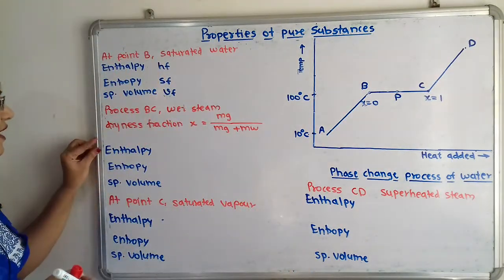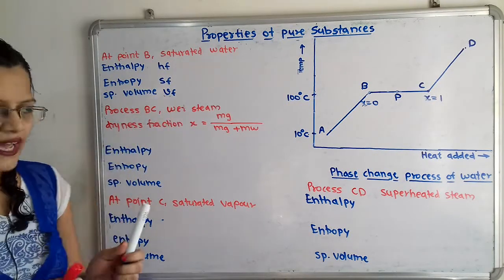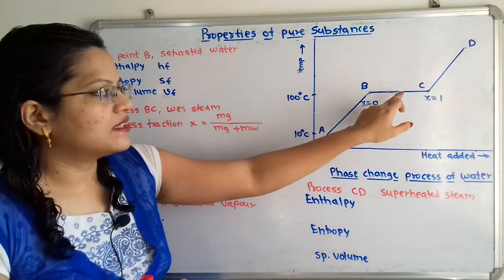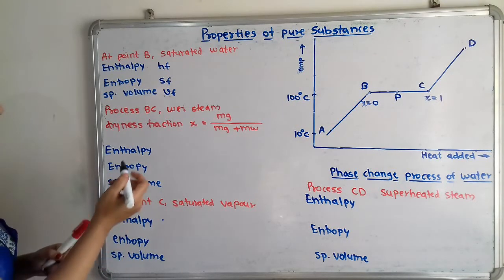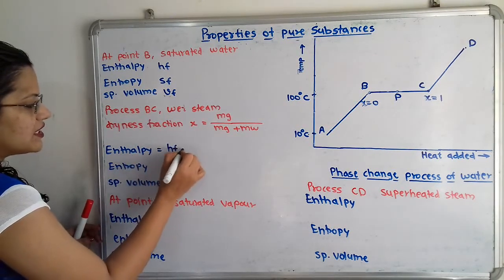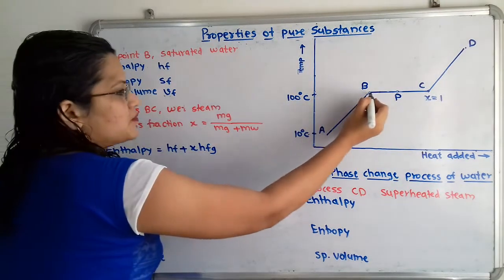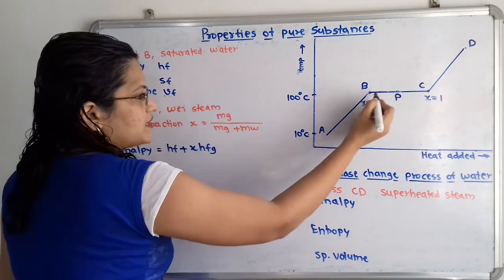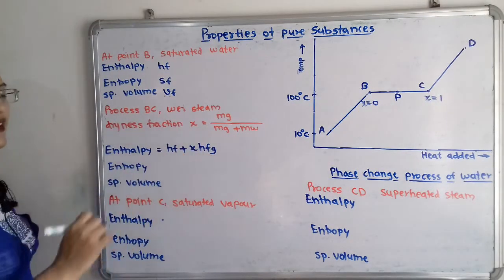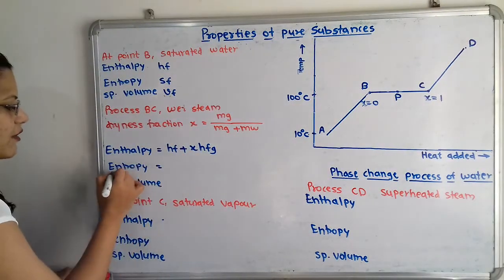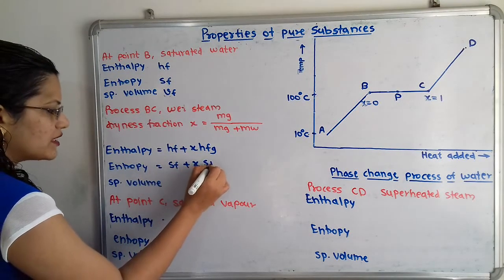Now how can we define the enthalpy? So the enthalpy for the wet steam at any particular point, suppose the point P, how can we write the formula? So we will write the formula: h is equal to HF plus X into HFG. So here at this point B there is HF plus X. So the X value is nothing but the dryness fraction at this point P multiplied by HFG. Now in the same way we have to define the entropy. So entropy is SF plus X into SFG.